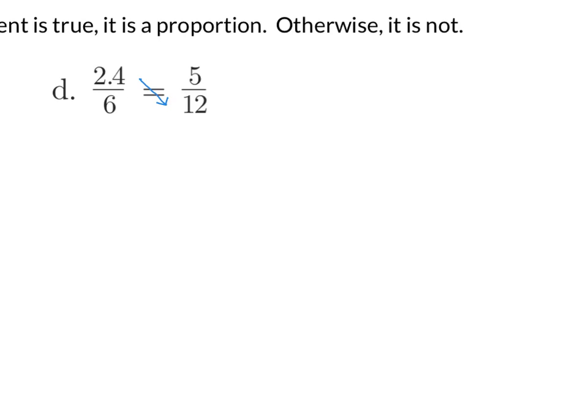We get 2.4 times 12 is equal to 28.8, and 6 times 5 is 30. 28.8, is it equal to 30? And the answer is no. So this is not a proportion.